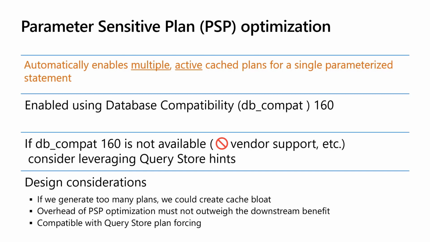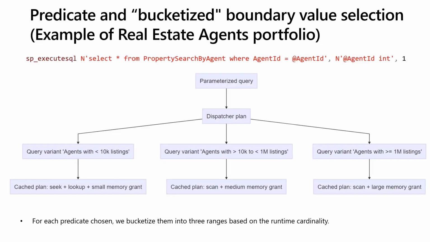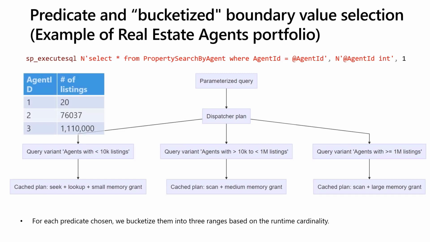This improvement is only available under dbcompat level 160. However, if you're in a situation where your vendor doesn't support dbcompat 160, you can consider leveraging query store hints to work on your parameter sensitive problems. However, you're missing out on a ton of goodness that gets unlocked in SQL Server 2022 with dbcompat 160. Okay, I think my sales pitch is over.